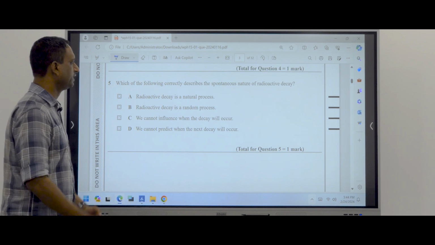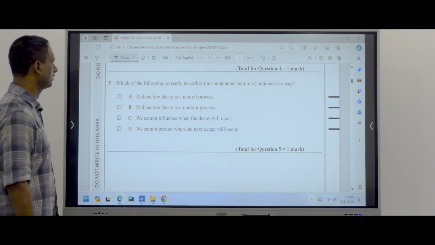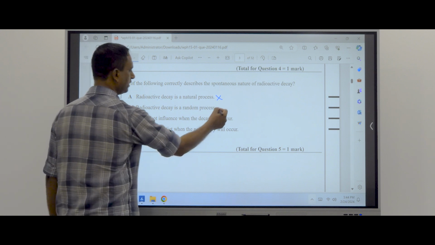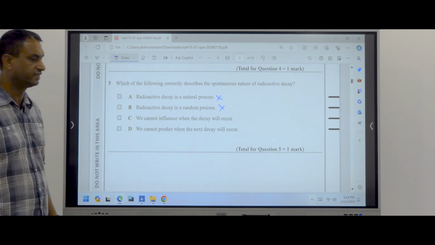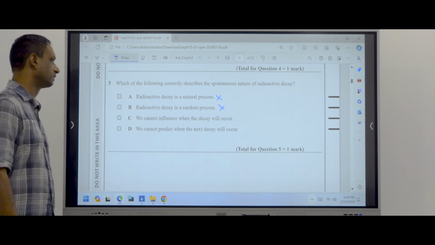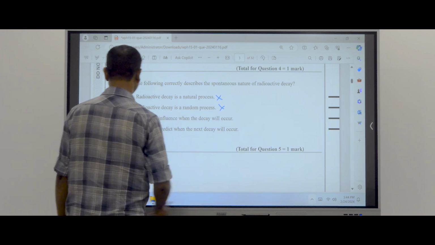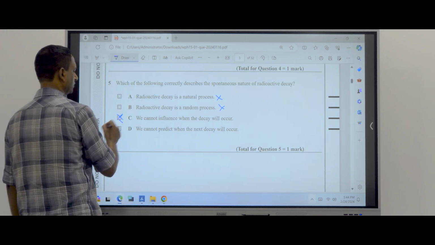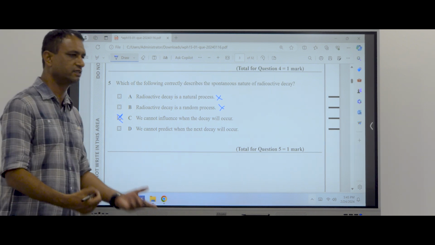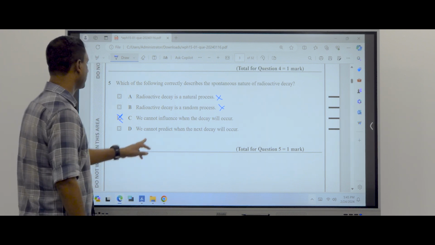Which of the following correctly describes the spontaneous nature of radioactive decay? It is a natural process. No, spontaneous doesn't mean natural. Radioactive decay is random. Random process is different from spontaneous. Radioactivity is actually a random process and also a spontaneous process. Spontaneous meaning is different. We cannot influence when the decay will occur. Yeah, this is correct. It cannot be influenced by other physical factors. We cannot predict. Cannot predict means random process.